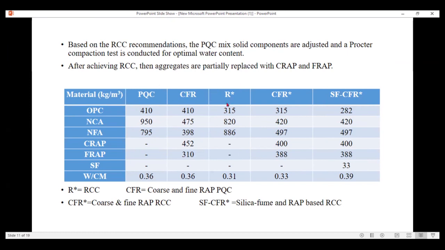After achieving roller compacted concrete, I replaced 50% of natural coarse aggregate and natural fine aggregate. These are the final components. After performing these tests, strength is reduced due to coarse RAP and fine RAP. Then we increase the silica fume content, which somewhat increases the strength. I will discuss those things later.